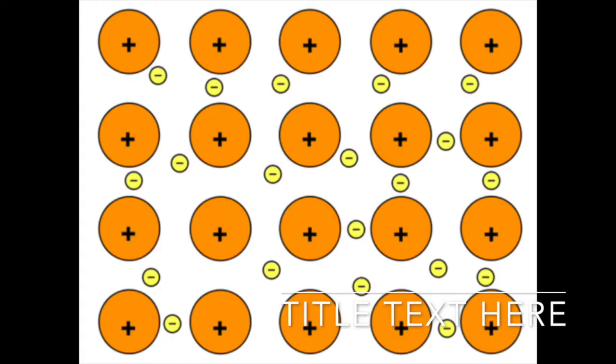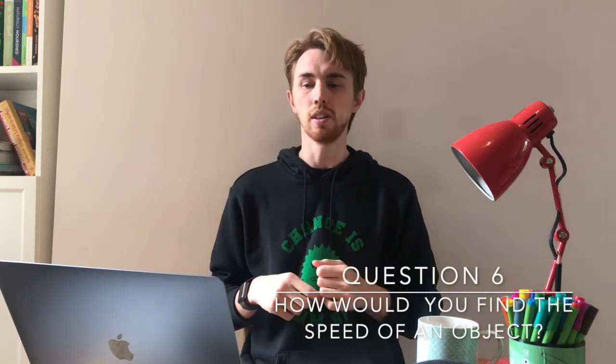4, name me 2 types of pathogen. 5, what type of bonding is shown in this diagram here? And 6, describe how you could calculate the speed of an object. Okay, good, let's go for our answers.